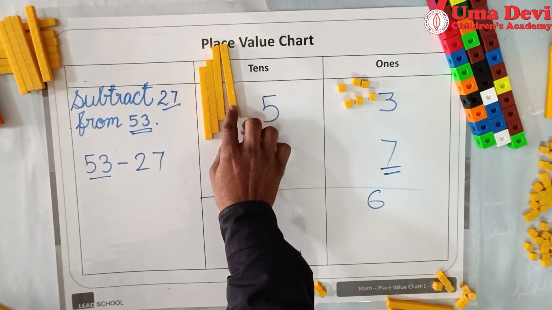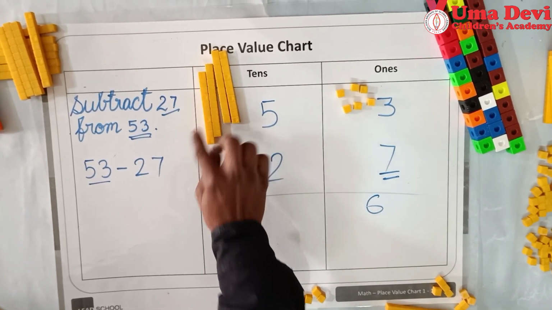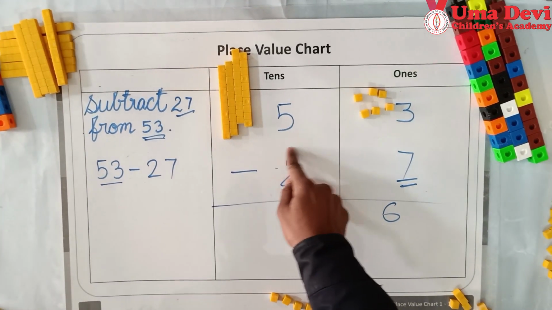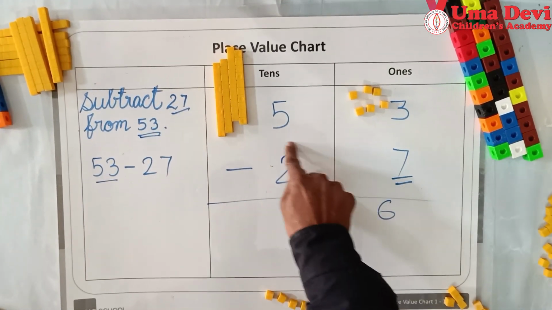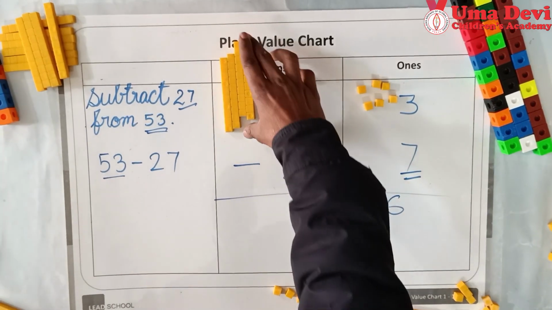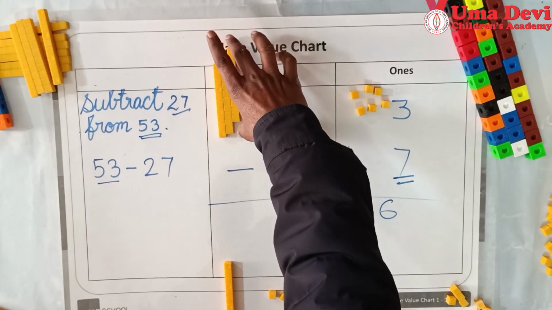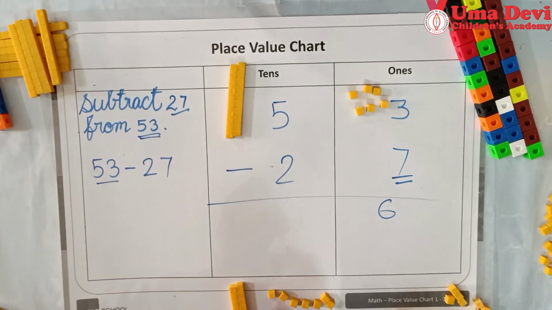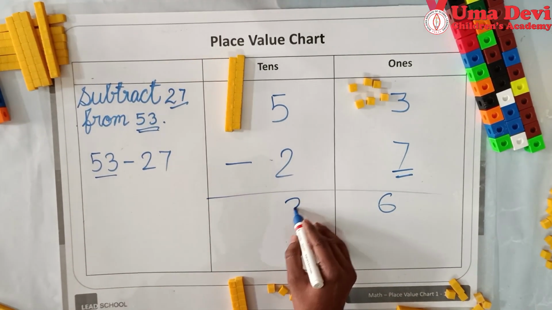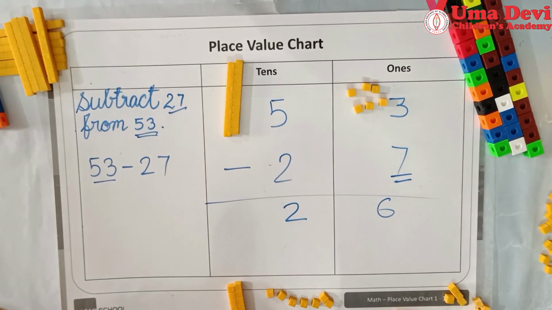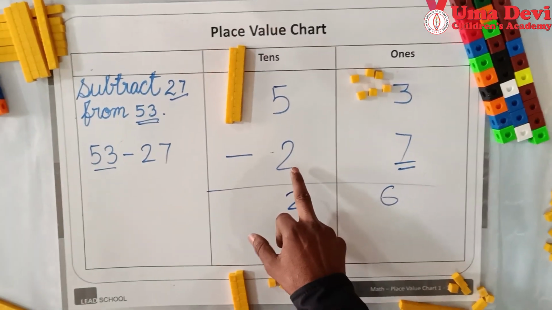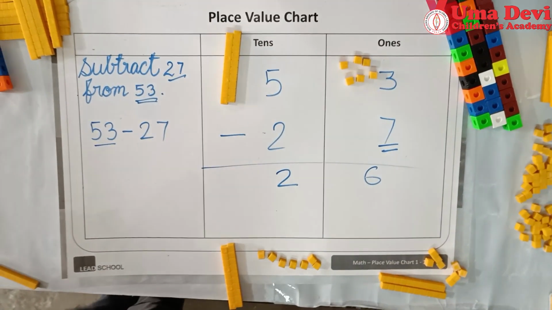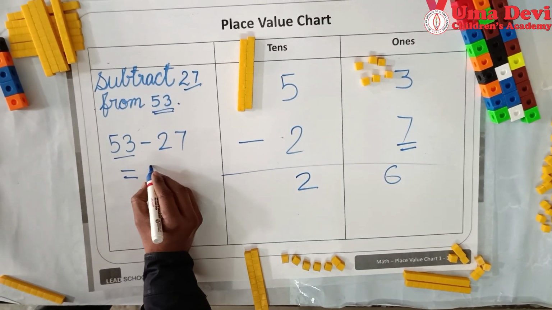So how many tens are left here? 1, 2, 3, 4 are left. Okay. And from these 4 tens we have to take away how many? We have to take away 2 tens blocks. So 1 and 2. How many tens blocks are left there? There are 2 tens blocks left, right? So when we subtract 27 from 53, we will get 26, right? I hope you have understood this.